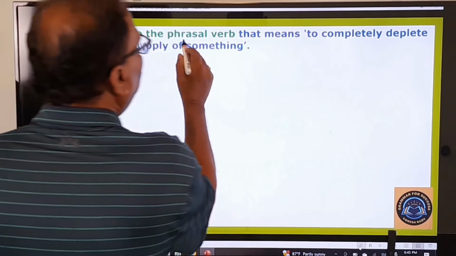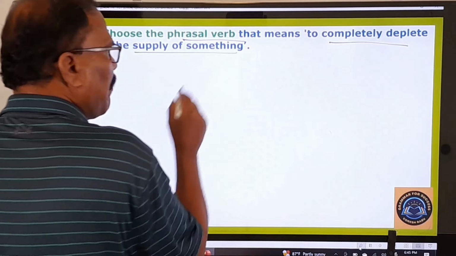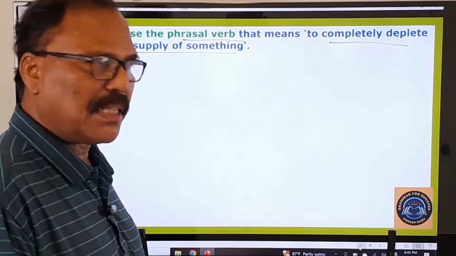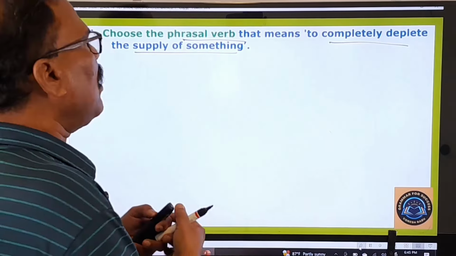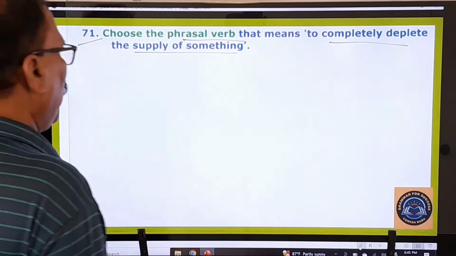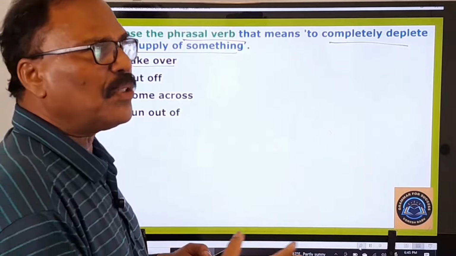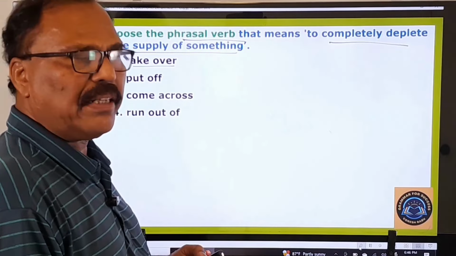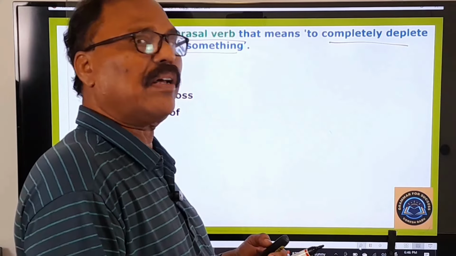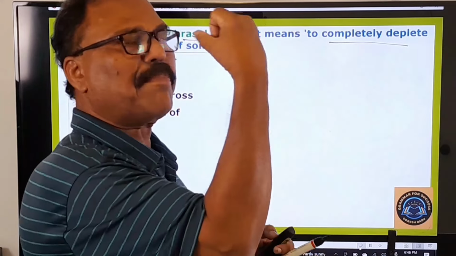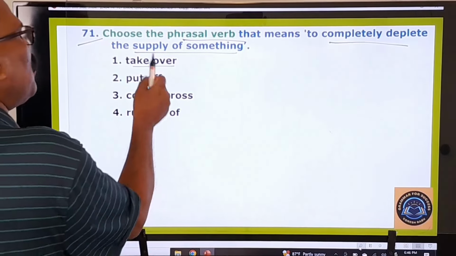71st question. Choose the phrasal verb that means to completely deplete the supply of something. That means to empty all the supplies. That's called to completely deplete the supply of something. And here takeover is there. It's a beautiful phrase. Takeover means to take the control of something. Adani has taken over the port of Kakinada. Taken over means he has taken up the control of so and so thing. Take over means to take the control of something.